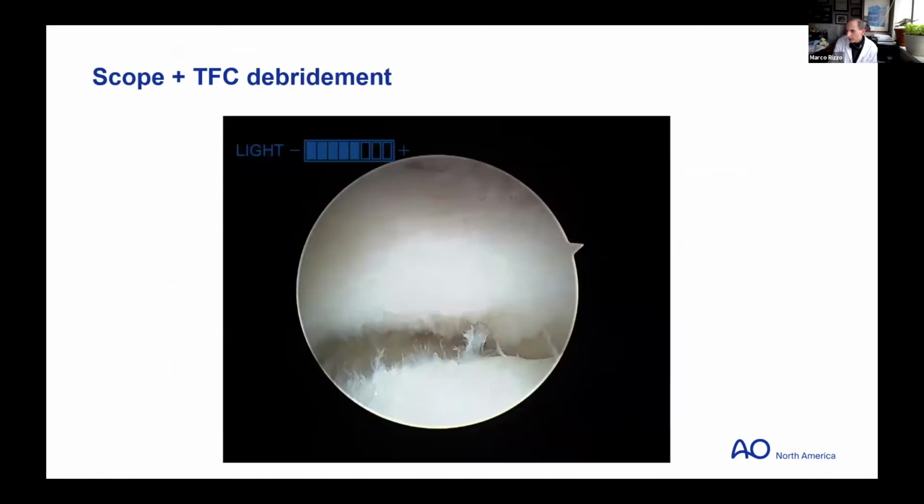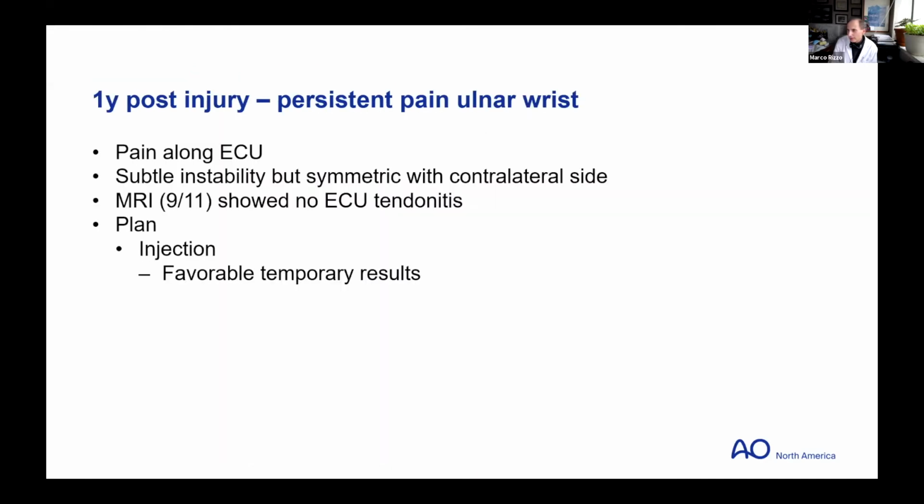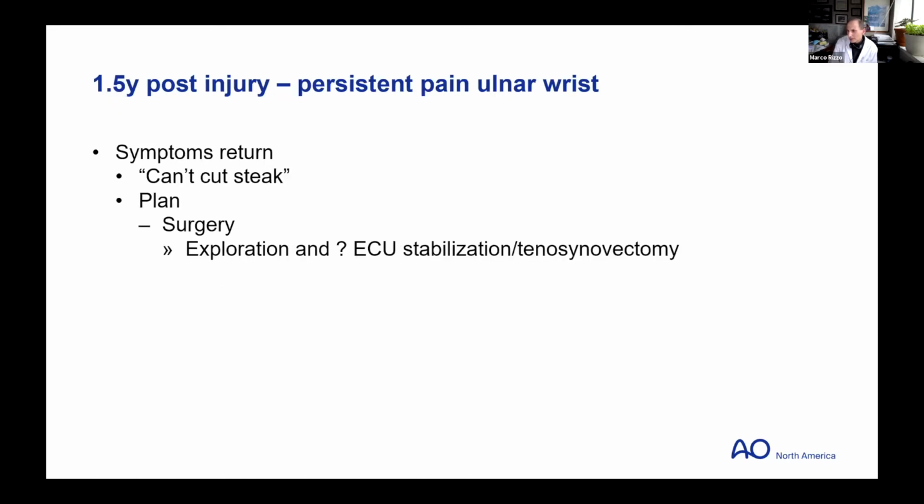I moved forward with an arthroscopic debridement of the TFC. He did have a central tear, and he went on to do okay for a little while, but 1 year post-injury, he did have persistent pain at the ulnar side of the wrist and described pain along the ECU tendon. He had some subtle instability that was more appreciable. His previous MRI didn't show ECU tendonitis, but I did offer to inject it, and he tolerated the injection well and had favorable temporary results.